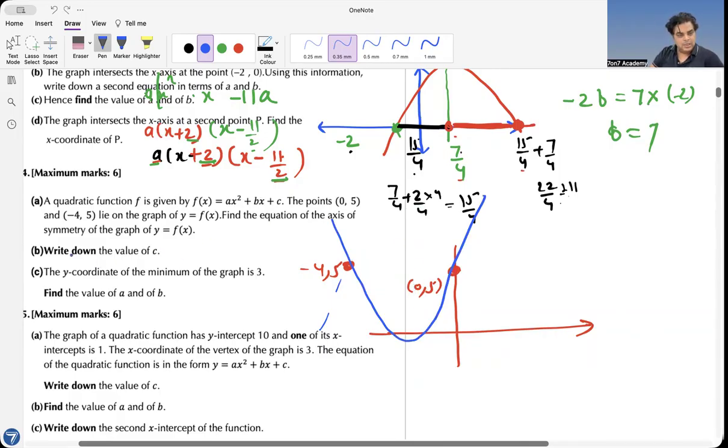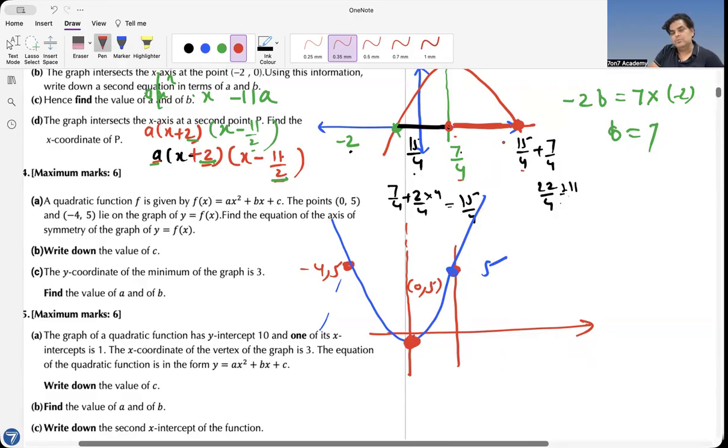They said, write down the value of C. But the one you've drawn is an upper parabola, sir. The minimum value is 5, the vertex is on the lowest point. This is an upward parabola, beta. So this is the minimum.